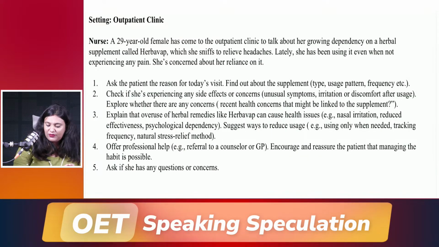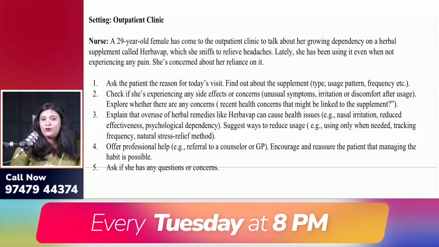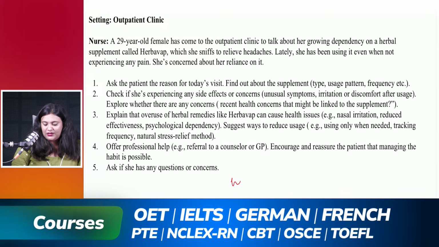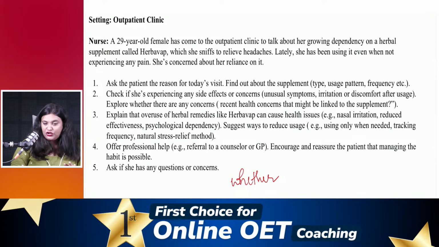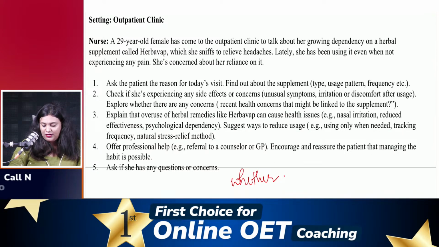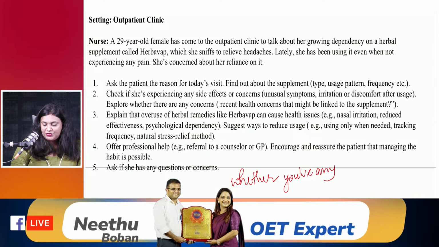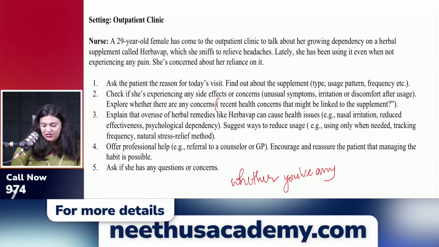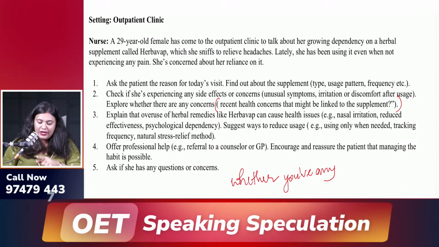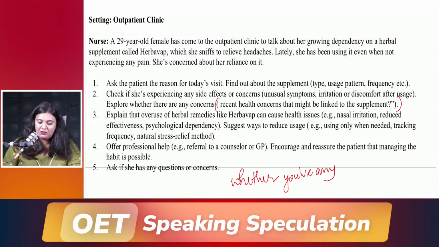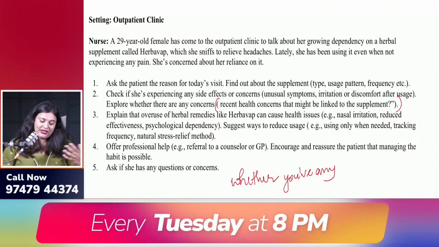You can use that information as it is to make it simple. Okay, whether, the only point is whether. When we ask whether there is something, whether is the word we always use. So, okay, remember that. So extract up to whether you have any, and then the recent health concerns, that bracket information, use it as it is. Okay, so I would like to know whether you have any recent health concerns that might be linked to the supplement. Simple as that. So this is how easily you can construct statements.